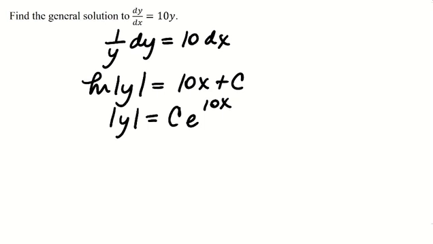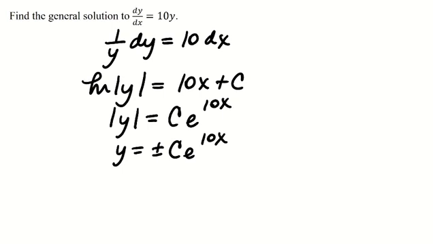I know that e to the 10x plus c is e to the c times e to the 10x. E to the c is some other constant. You will grow more comfortable with that over time. All right, so that means that y equals plus or minus c e to the 10x. Okay, so it's an exponential model. And most likely it's going to be positive if it's an actual model of some sort of real-world phenomenon.